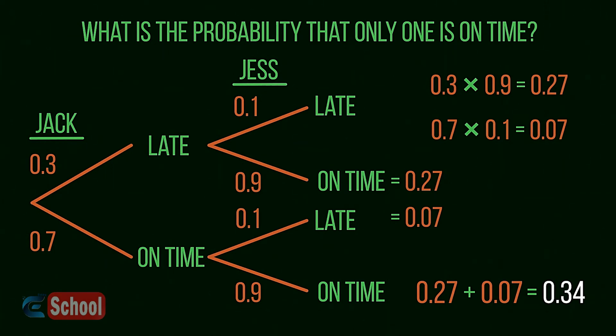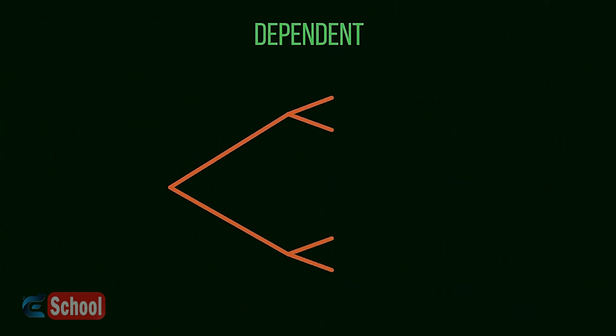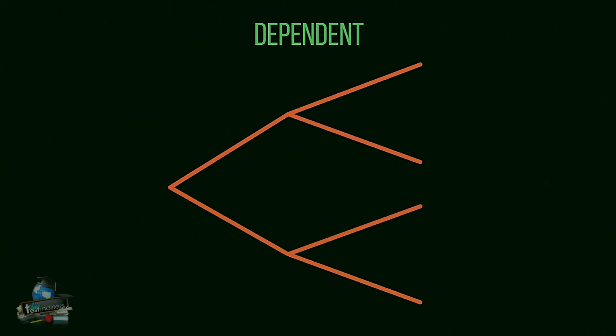Now, we're going to look at dependent. The application of and or rules here are the same as before, but the probability values will vary as we move along the branches. Here's our question.